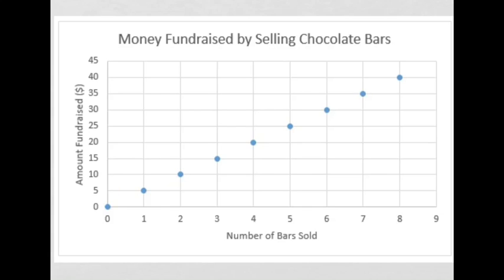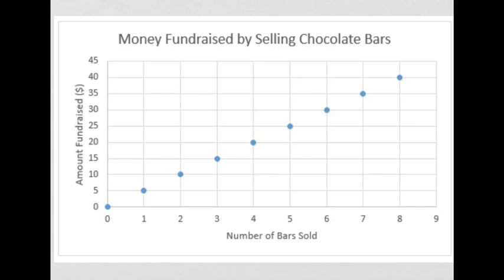So you sell 0 bars, you make $0. That's the way the world works. You sell 1 bar, you make how many dollars? $5. These are expensive. 2 bars, $10. It's a fundraiser. Get over it. I would buy it. I understand why you had so many left over. 5 bars make $25. How much does each bar cost? $5. Okay. Question: is this discrete data or continuous data?